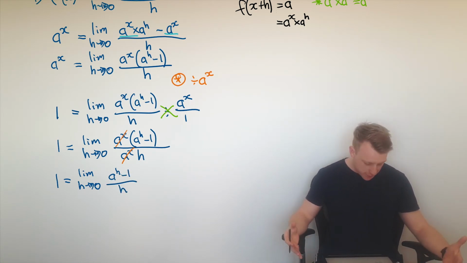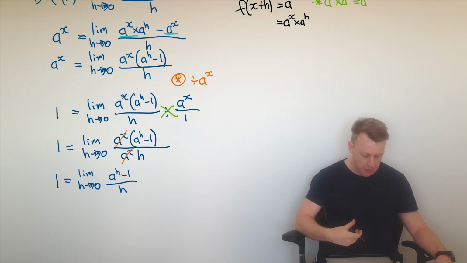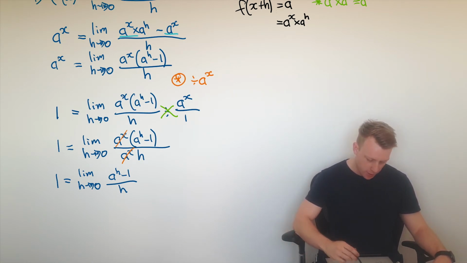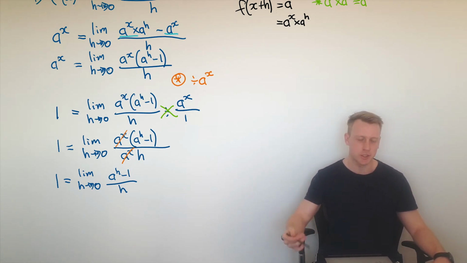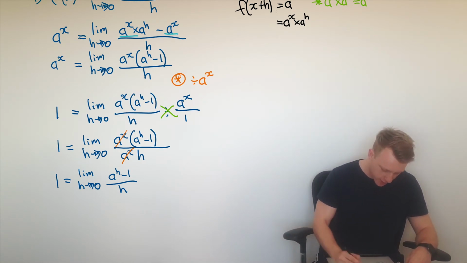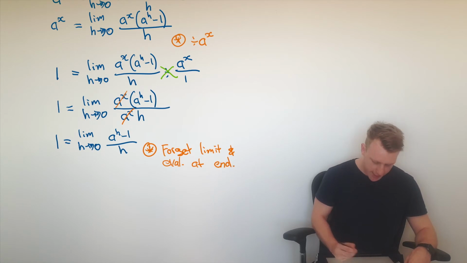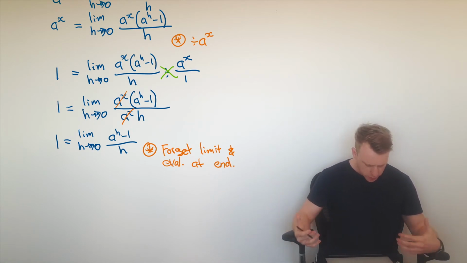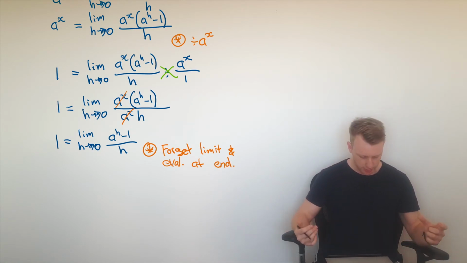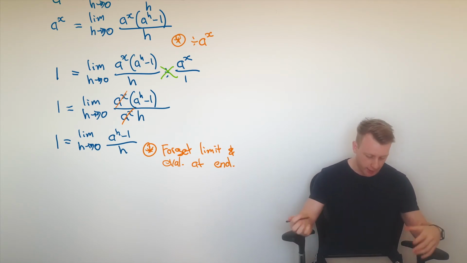And so then the question is, as we take h to this limit, what power of a is going to give us this being equal to 1? Again, this is kind of a hard question to answer, so I'm just going to continue to manipulate this. I'm going to forget about the limit for the time being, and evaluate it at the end. I'm just going to manipulate this to try and get a by itself, because if I can get a equal to something, then I can find out what a is going to be.